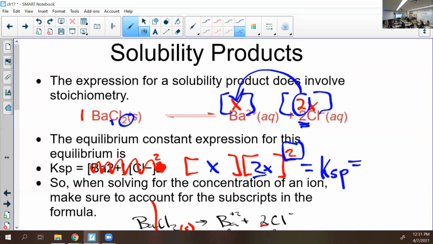Ksp is really x times 2x squared, which turns into 4x cubed, roughly. I don't know. All right. What, Tolman? That sounded aggressive, sorry. What part confused you? I can see your face.